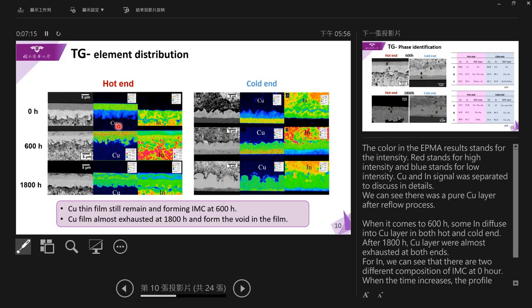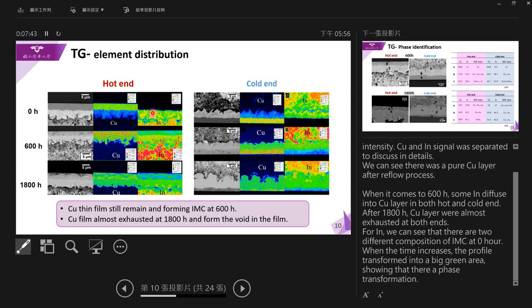We can see that there was a pure copper layer after the reflow process at both the hot end and cold end. When it comes to 600 hours, some indium diffused into the copper layer at both ends, and after 1800 hours, the copper layer was almost hollow at both ends. For indium, we can see there were two different compositions of IMC, a green one and a yellow one. After the reflow process, as time increased, the profile transformed into a big green area, showing that a phase transformation happened here.